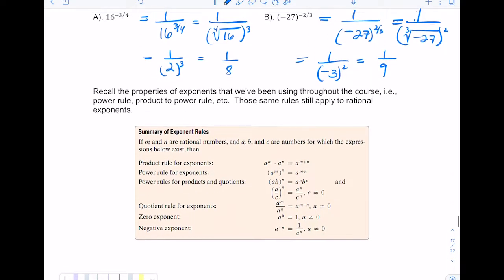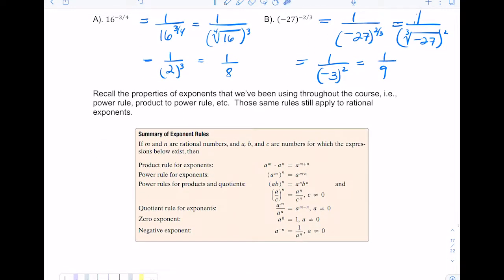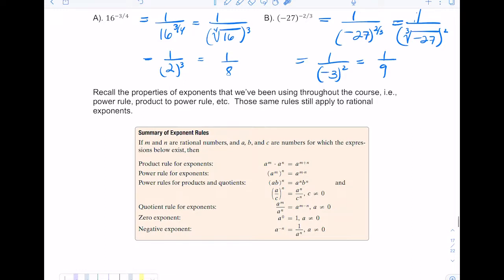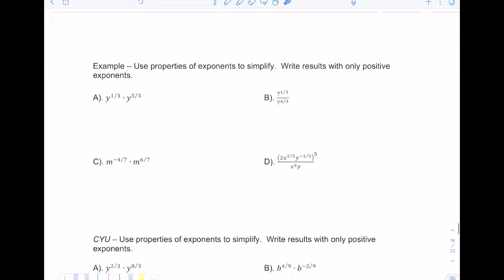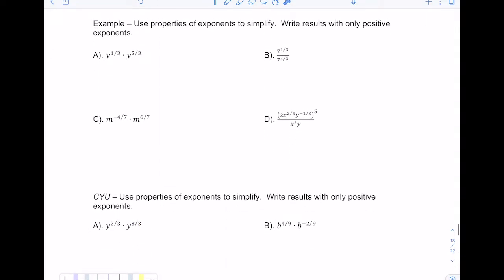It's important to remember all of the exponent rules that you've seen before in Algebra 1 and Algebra 2, and that we've discussed and come across in this class as well. So we're going to use those properties to simplify the following expressions.